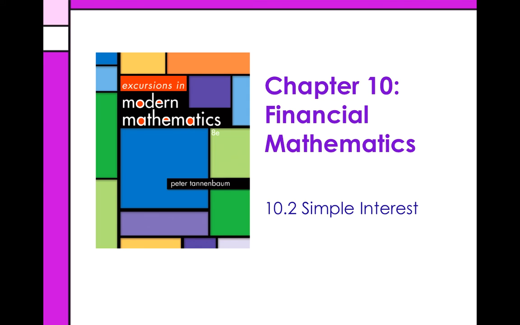So in the financial world, there are two kinds of interest. There is simple interest and compound interest. Simple interest is the subject of this video and section 10.2. Compound interest is the subject of 10.3 and 10.4. Simple interest does not occur nearly as often as compound interest does. In real life, you will encounter compound interest far more often.